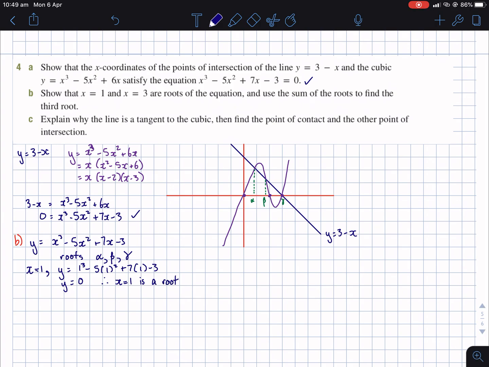We're going to do the same with x equals 3, y equals 3 cubed, take 5 times 3 squared plus 7 times 3, take 3. Chuck it in your calculator. What's that? 27 take 45 plus 21 take 3. Yep, it's 0. Therefore, x equals 3 is a root.